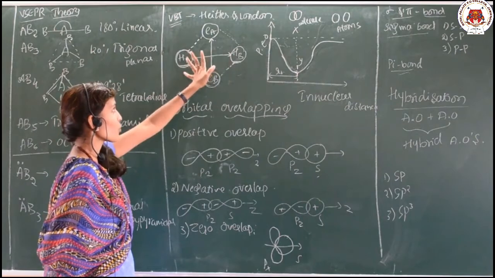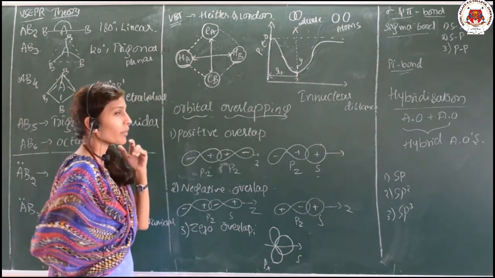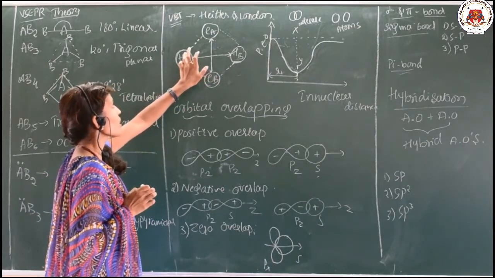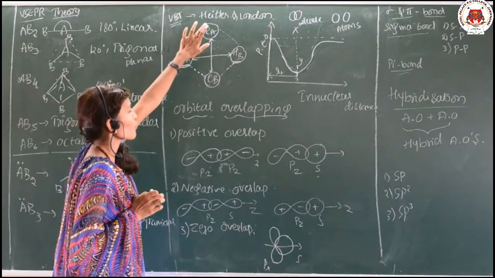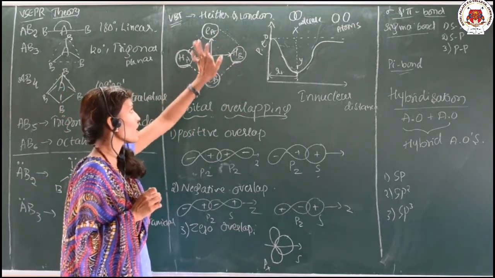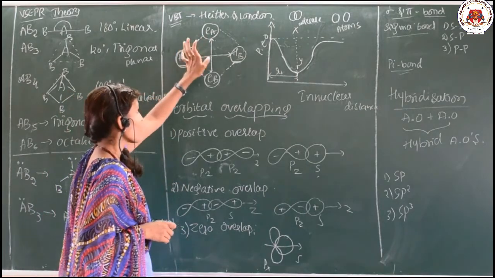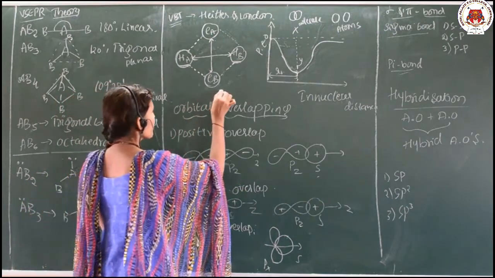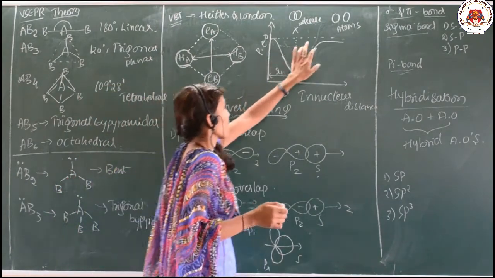HA and HB approach each other, and they have their own electrons EA and EB. There are attractive forces between HA and EA and EB. HA has an attractive force with EA and EB. Similarly, HB has an attractive force with EA and EB, and there are repulsive forces between EA and EB, and HA and HB. So, I will explain this here in the graphical representation.